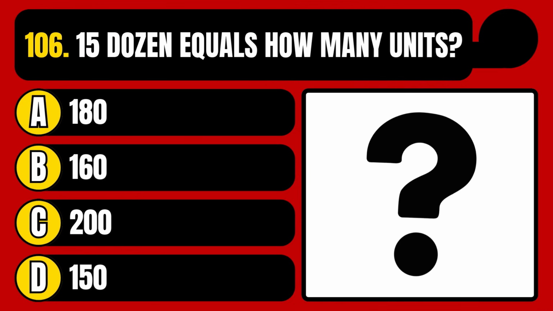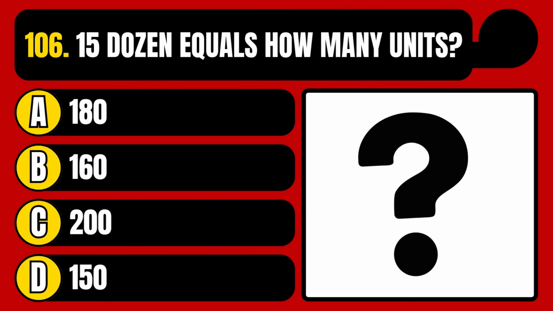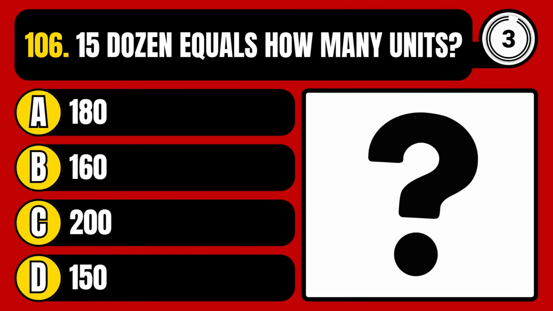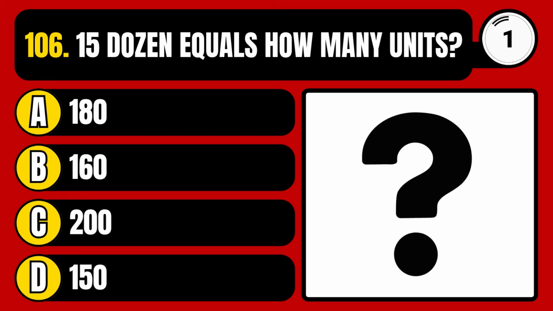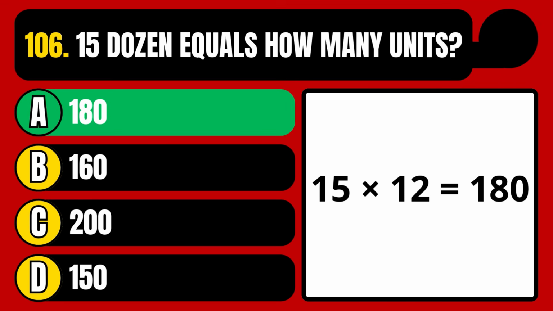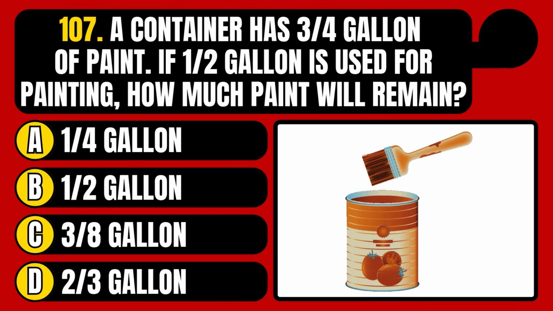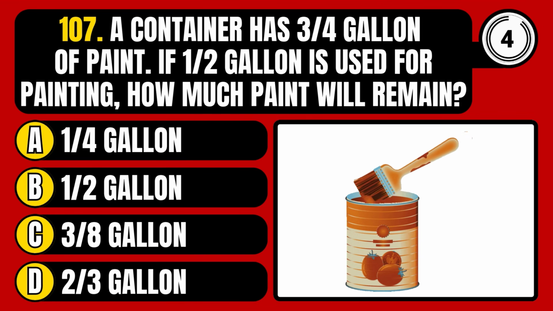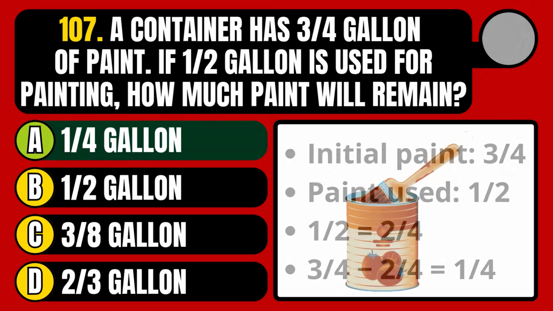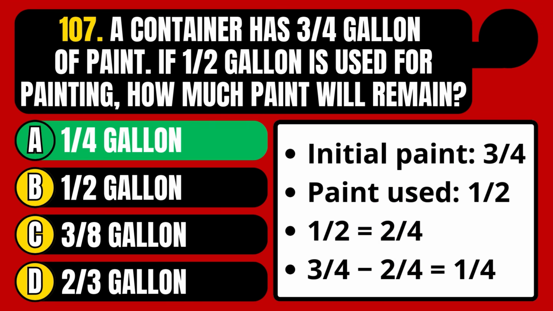15 dozen equals how many units? 180, 160, 200, or 150? The correct answer is option A, 180. A container has 3/4 of a gallon of paint. If half a gallon is used for painting, how much paint will remain? 1/4 gallon, half a gallon, 3/8 gallon, or 2/3 gallon? The correct answer is option A, 1/4 gallon.